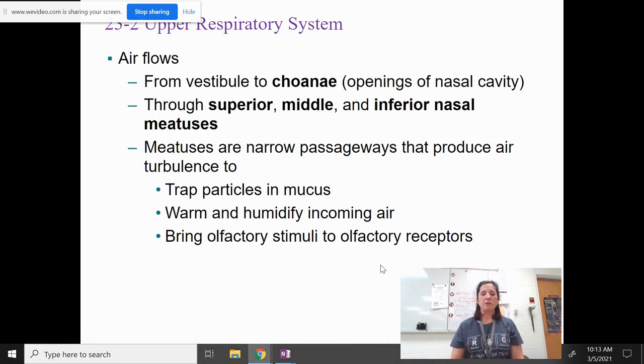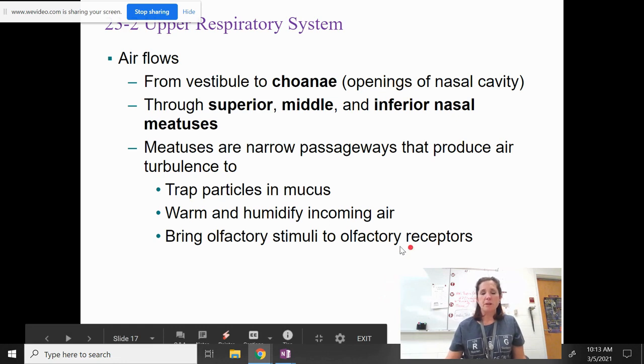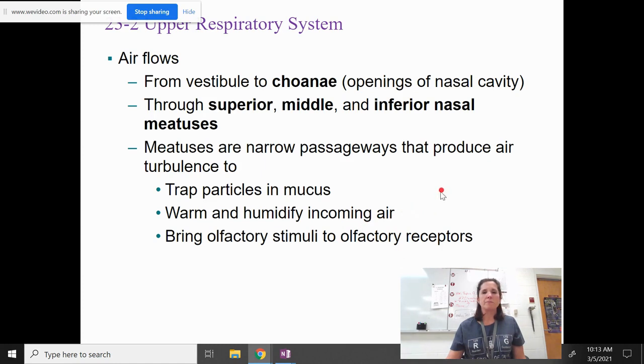Airflow: you have a superior, a middle, and an inferior nasal meatus. These are narrow passageways that help with the turbulence of air. So again, what does your nose do? It traps particles in mucus, it warms and humidifies the air, and it allows you to smell with the receptors that are on the lining in your nose. Those are called olfactory receptors. If it's olfactory, it refers to smell.